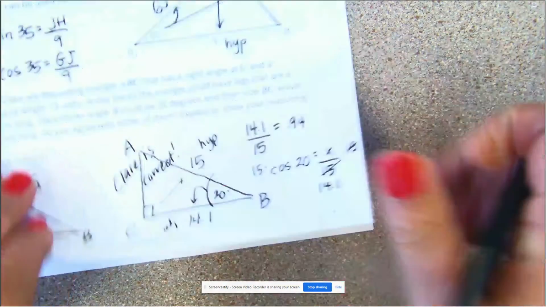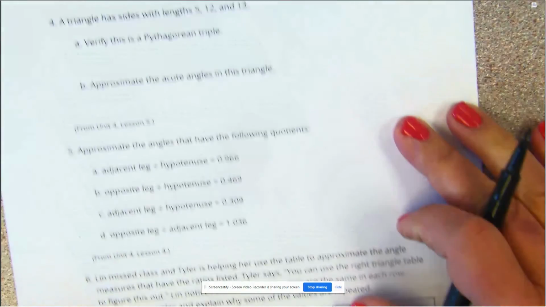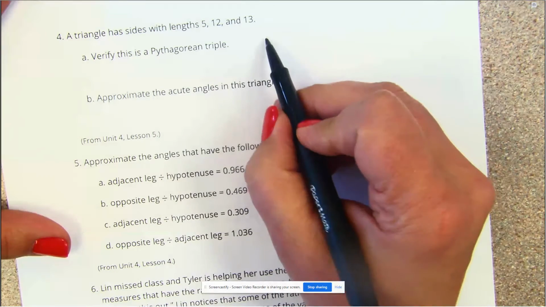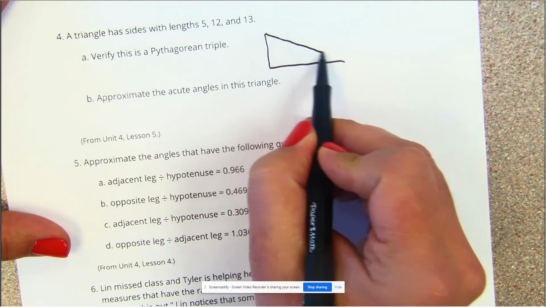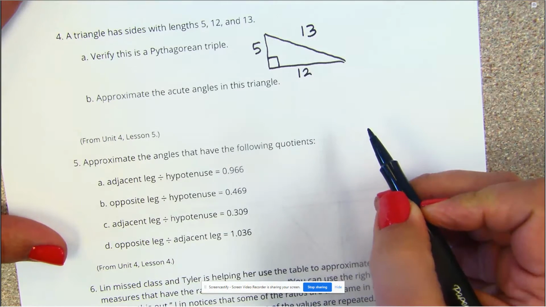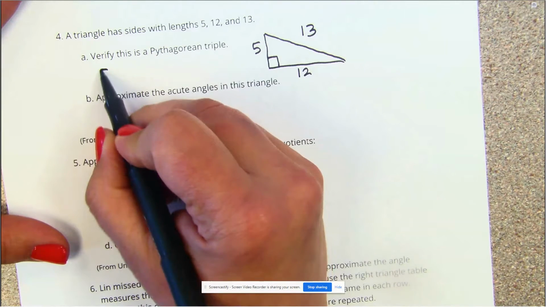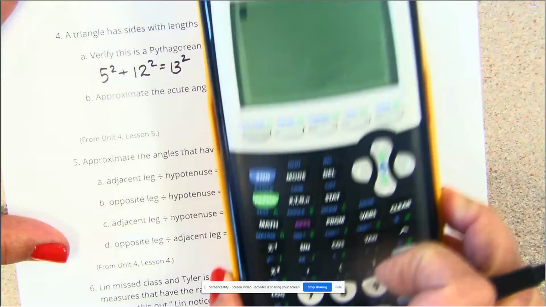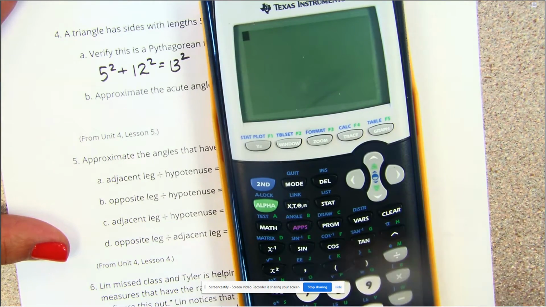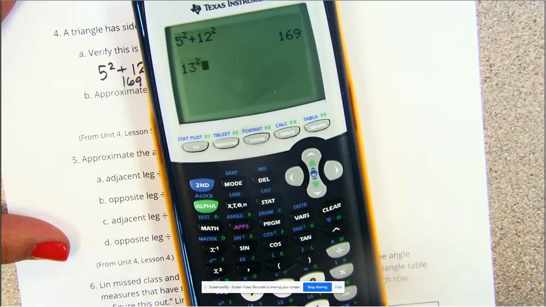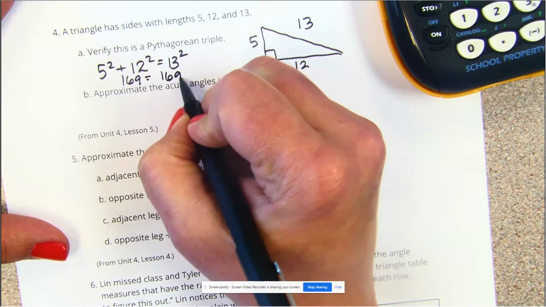All right, moving on. A triangle has side lengths 5, 12, and 13. Verify that it's a Pythagorean triple. So I like to have a picture. 5, 12, 13. If this is a Pythagorean triple, then the legs squared added up should equal the hypotenuse squared. 5 squared plus 12 squared is 169. 13 squared, 169. Yes.